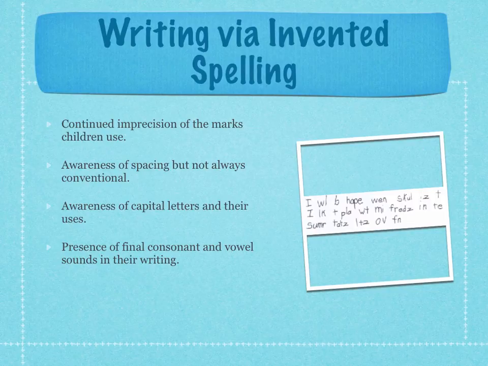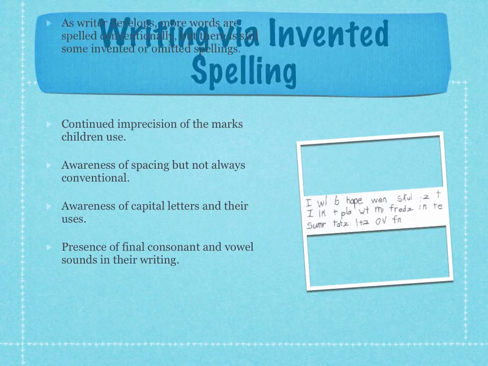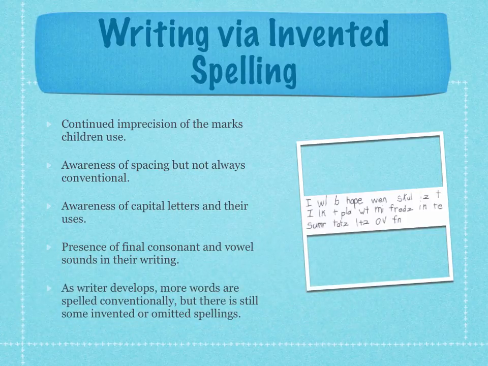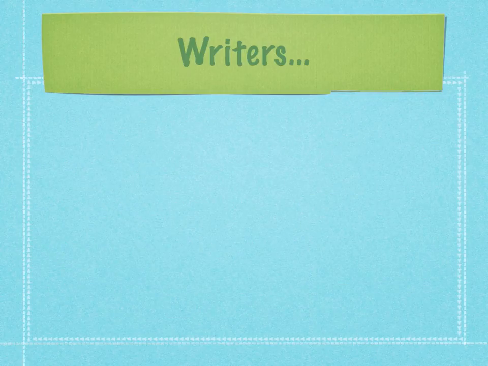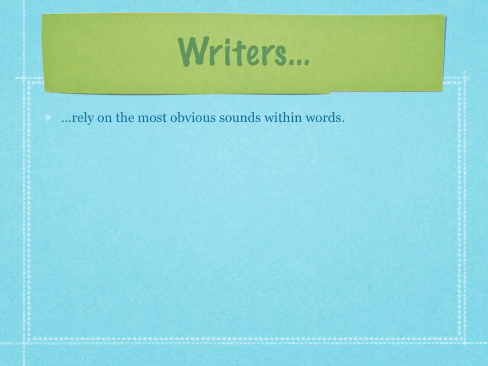So this is where we start really seeing kids put together words as we know them, versus in the previous category, kids might put together a letter string that represents the initial sounds in all of the words that they're writing. And then more words are going to be spelled conventionally, but there's still going to be some invented or omitted spelling throughout this particular stage. So in this category, writers are relying on the most obvious sounds within words. They're not necessarily concerned about conventional spellings, and neither should we. We should be really helping them think through what the most obvious sounds within these words are.